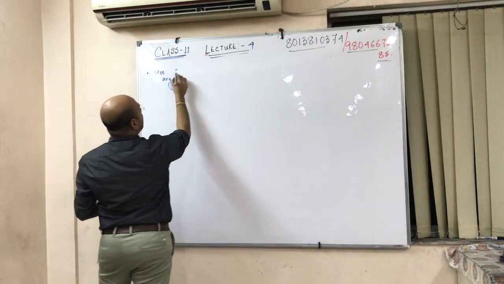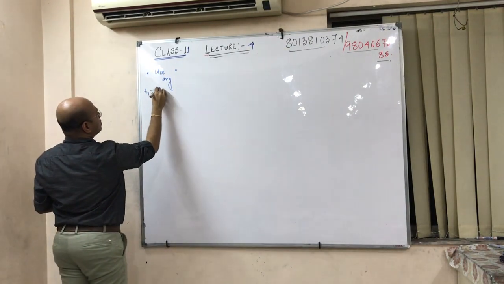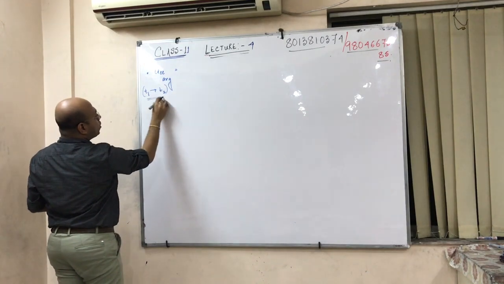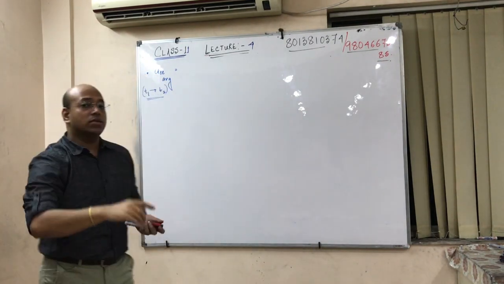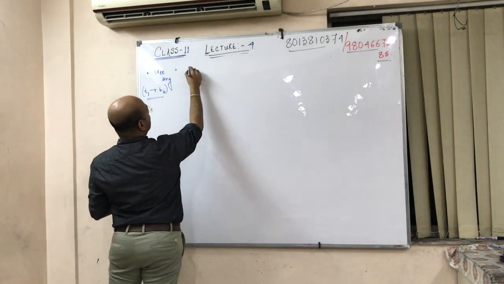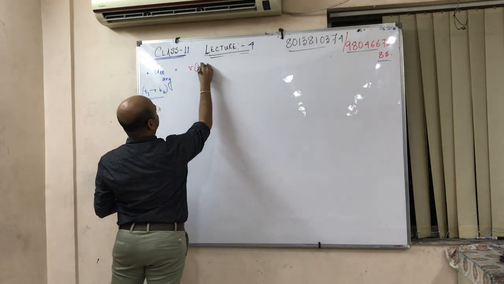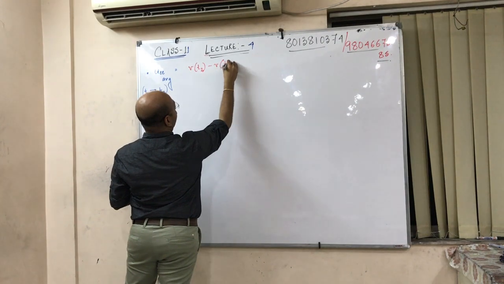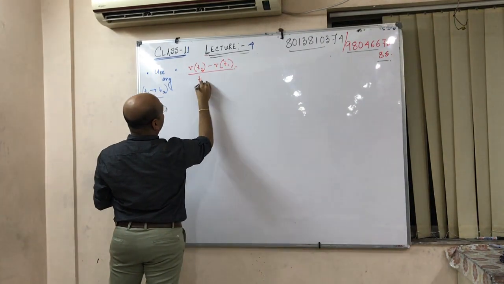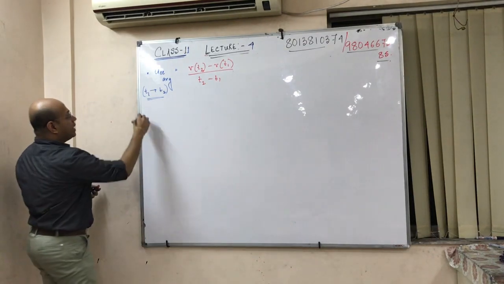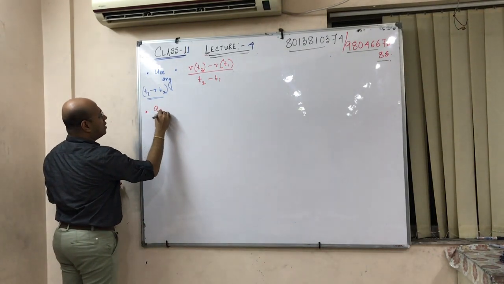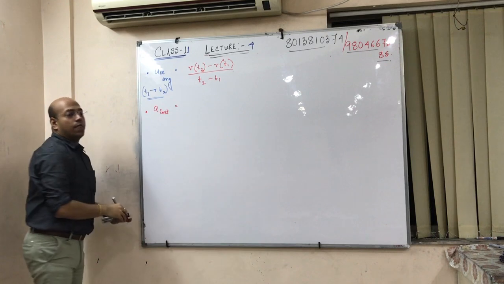It signifies, sir, the same thing from t1 to t2. How are you calculating acceleration from t1 to t2? This is simply a concept. That means velocity at time t2 minus velocity at time t1 divided by t2 minus t1. And what is acceleration instantaneous?